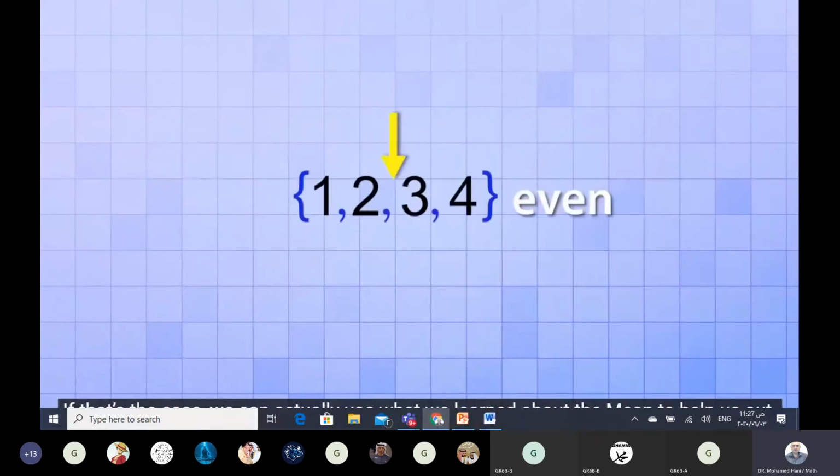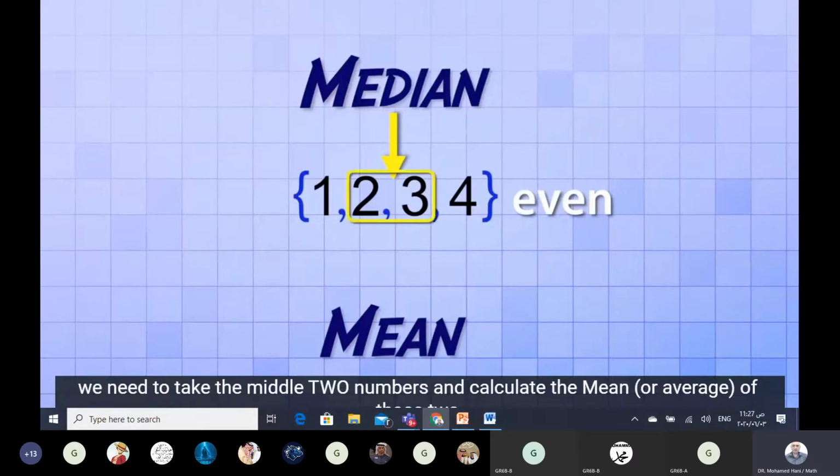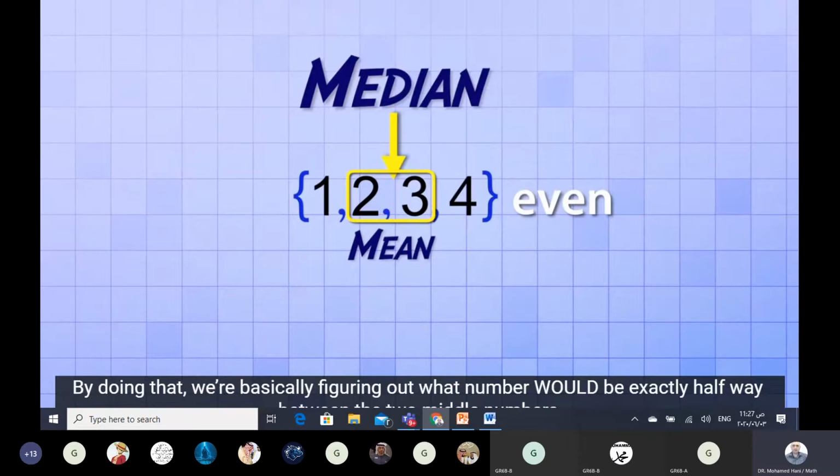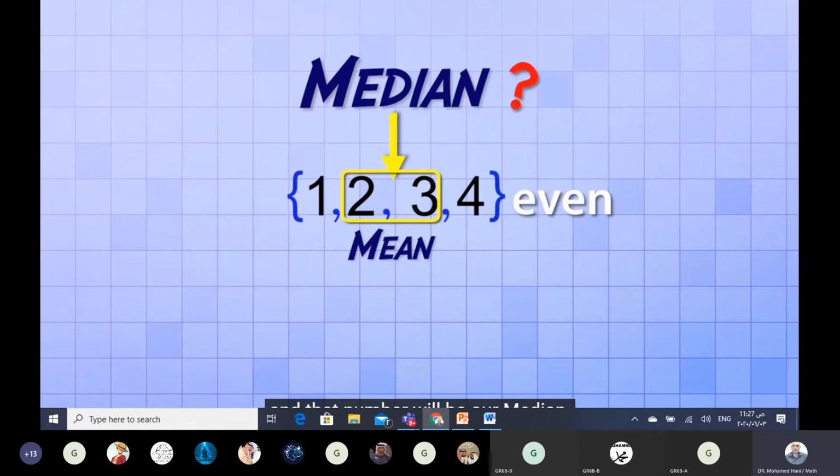If that's the case, we can actually use what we learned about the mean to help us out. If the data set has an even number of members, then to find the median, we need to take the middle 2 numbers and calculate the mean or average of those 2. By doing that, we're basically figuring out what number would be exactly halfway between the 2 middle numbers, and that number will be our median.